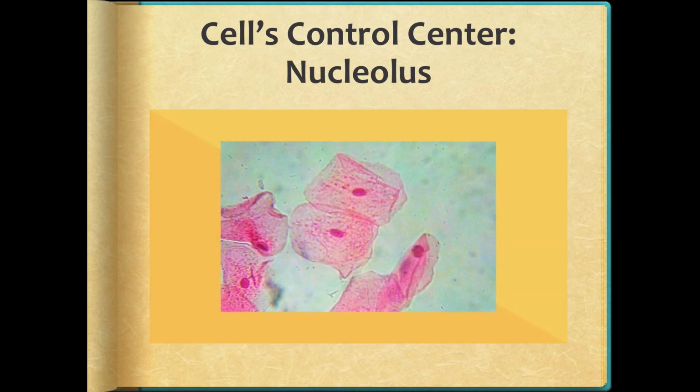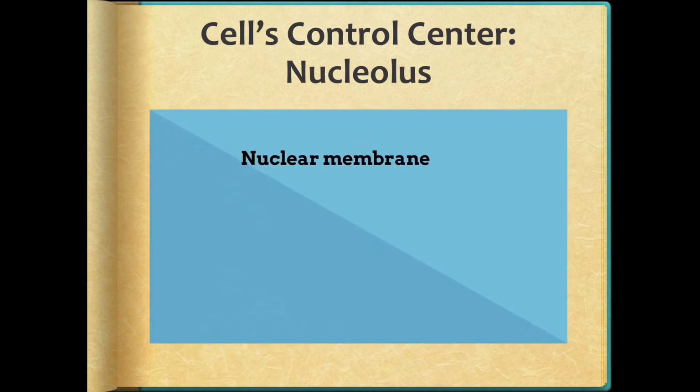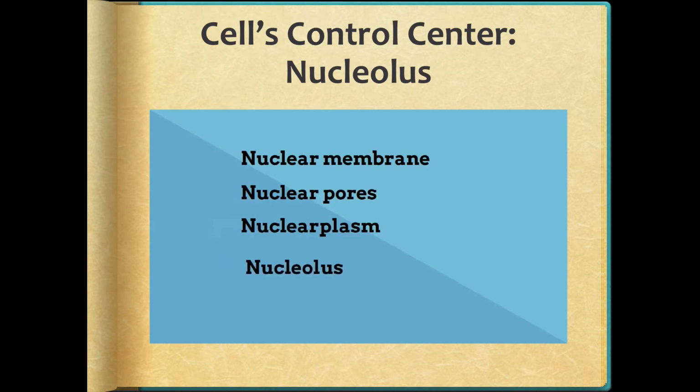The nucleus is a large organelle. In fact, you can see the nucleus with a compound microscope. Here it is inside a cheek cell. I'd like to look at 4 main components of the nucleus. First, the nuclear membrane, nuclear pores, nucleoplasm, and the nucleolus.